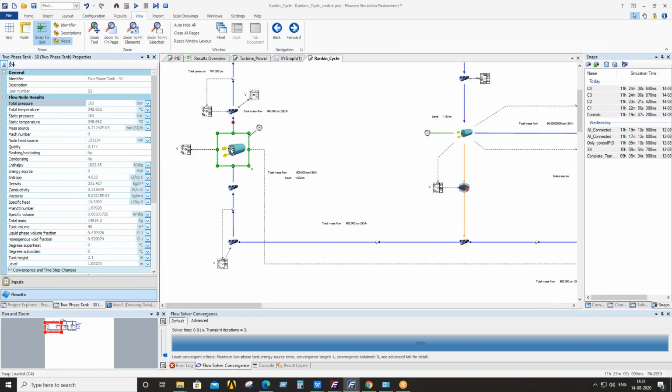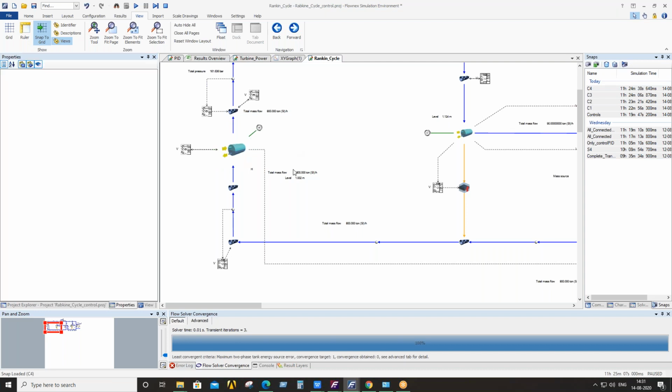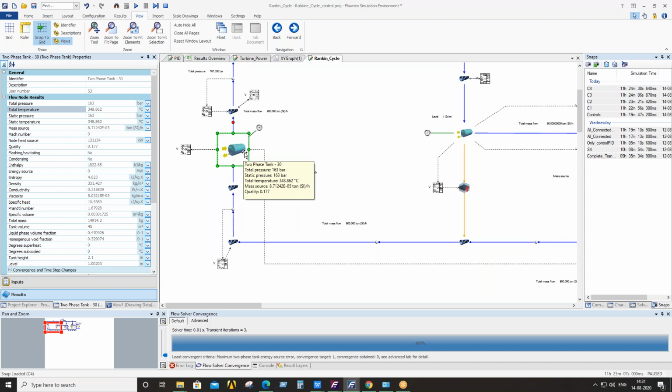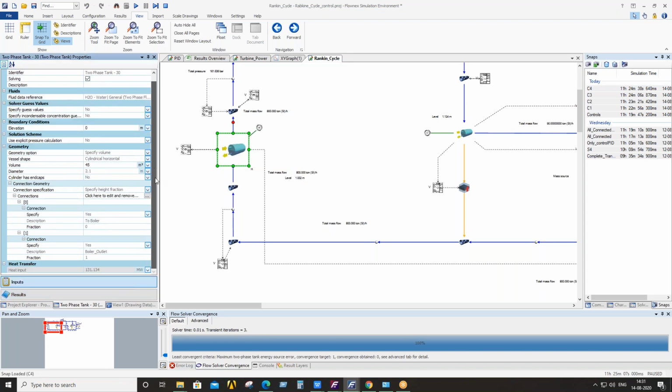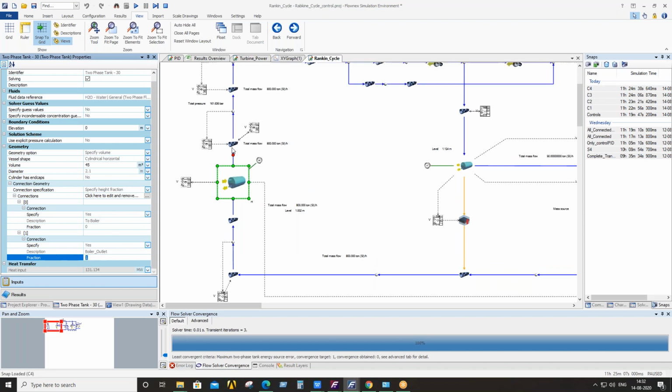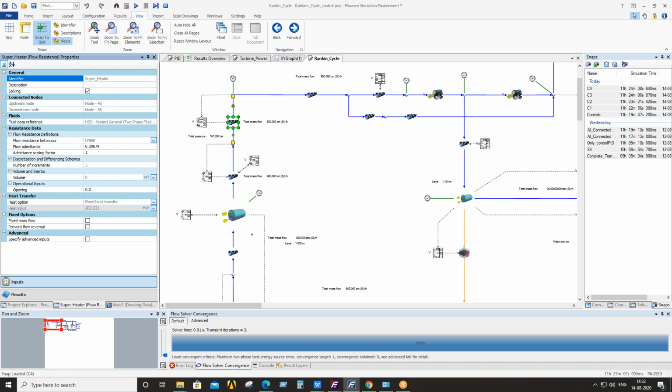In this cycle, the boiler is maintained at 163 bar pressure, and the saturation temperature is 348.86 degrees Celsius. In order to model the boiler or any tank in which a phase change phenomenon takes place, we use this component, and here you can specify the volume of the boiler and the connections. The connections are the outlet connection and the inlet connection, and here you can see the fractions. 0 means the bottom of the tank and 1 means the upper part of the tank. So this is the boiler outlet, and it goes to the superheater.